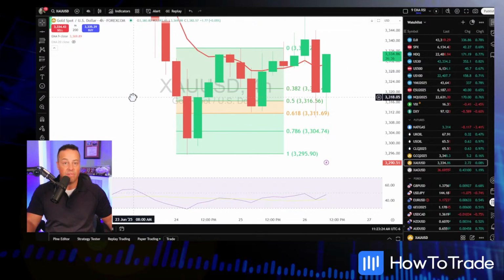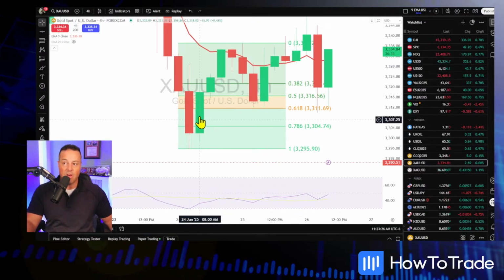Well, this would have worked beautifully on this 4-hour gold chart. Coming off of this low, you would have gone right up here. You figure, okay, there's your close above it. And it did close above it. It's just not very far, and it's not obvious.